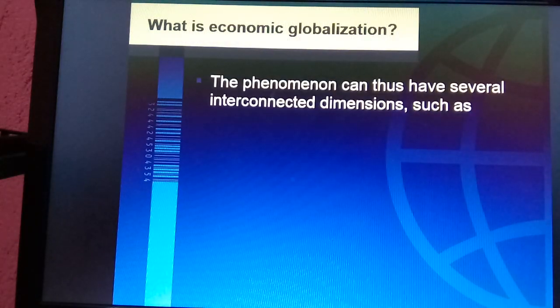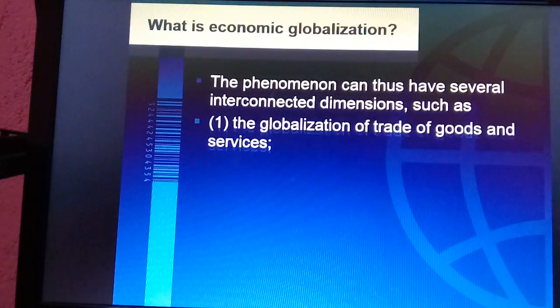Economic globalization is the phenomenon that can thus have several interconnected dimensions or areas. So what are these different interconnected dimensions of economic globalization? We have the globalization of trade of goods and services, trade of goods and services in different countries. And moving a bit fast forward, I think you have already encountered this in your readings of Immanuel Wallerstein's world systems theory. The manufacturing of a certain product may involve several raw materials coming from different countries, and its manufacturing involves several countries as well, also its production and marketing. So, globalization of trade of goods and services.